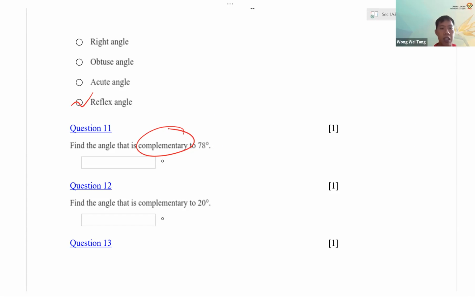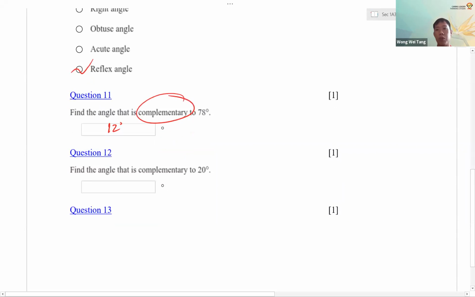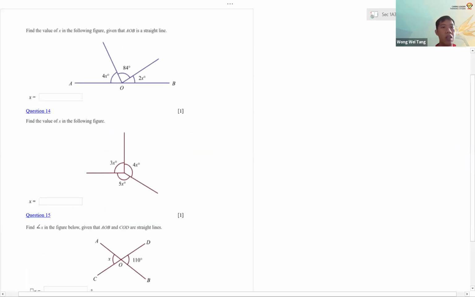Okay, so Veronica, can you tell us the angle that is complementary to 78 degrees? 12 degrees, very good. Next, complementary to 20 degrees, Ishan. 70 degrees. Good. And now question 13.